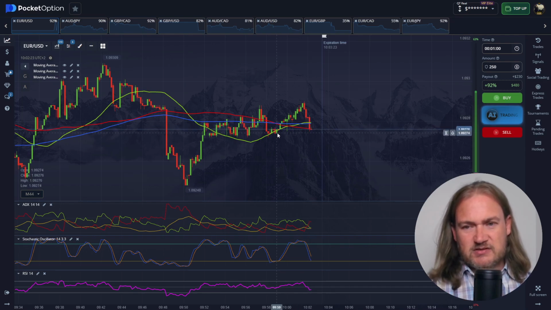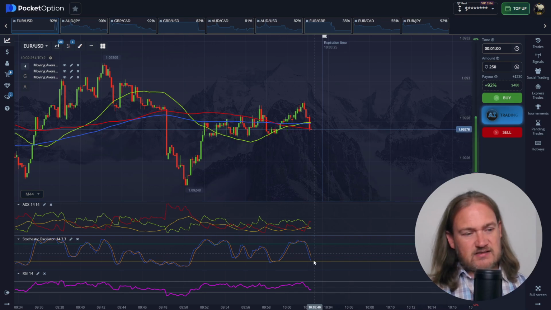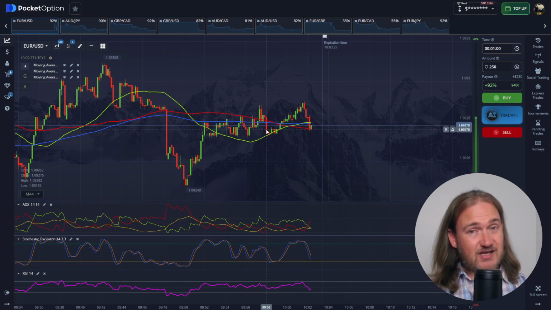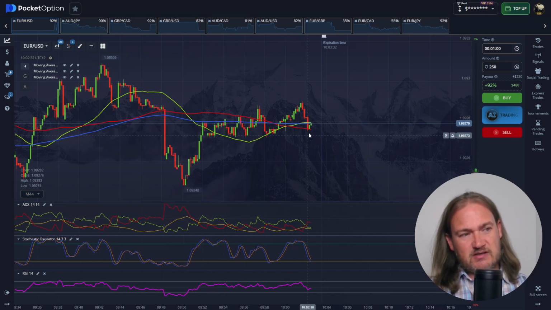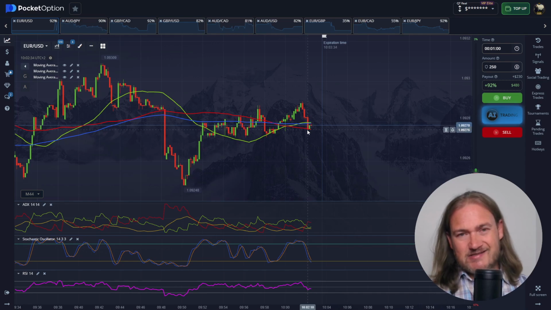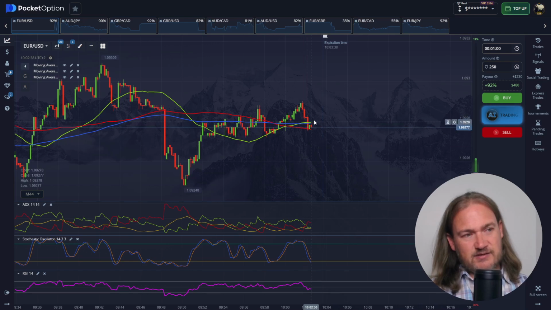The first parameter of the strat is that it needs to be a strong trending market or asset, and this clearly is sideways movement. So that's the reason I'm not even considering taking the trade when the RSI hit just above the moving average there.